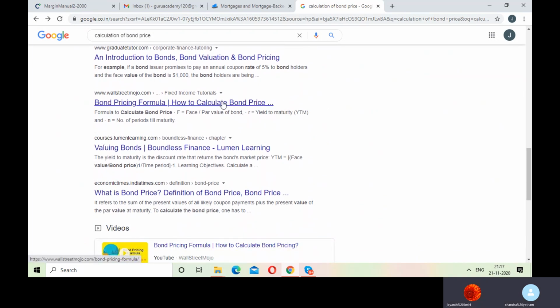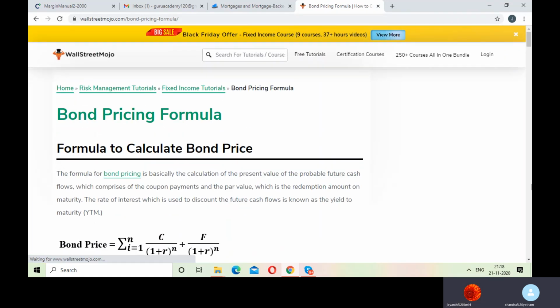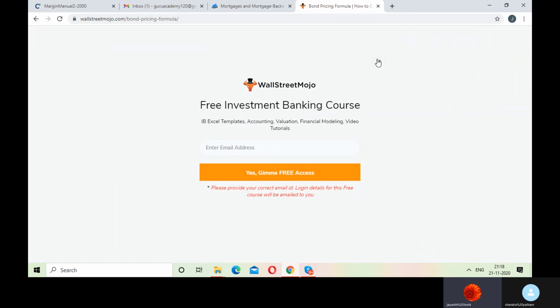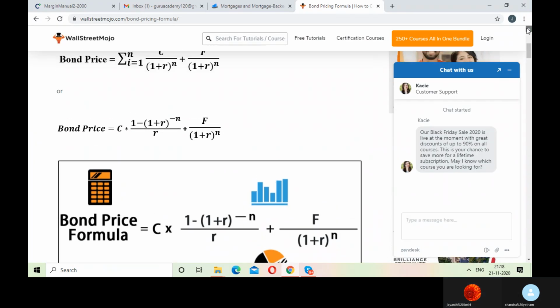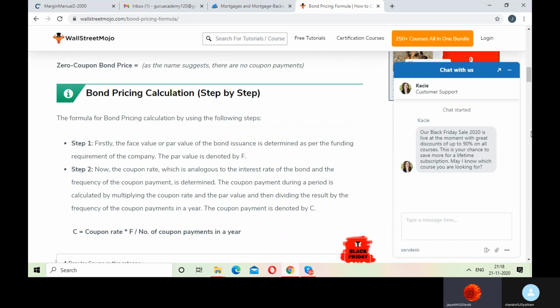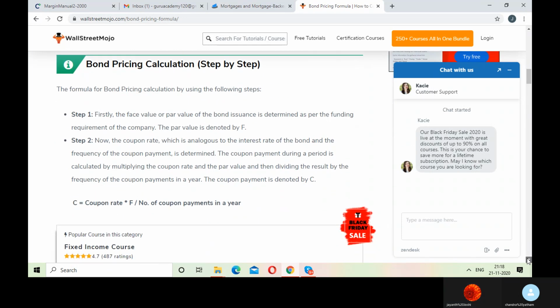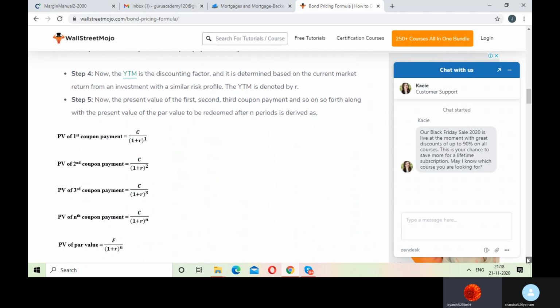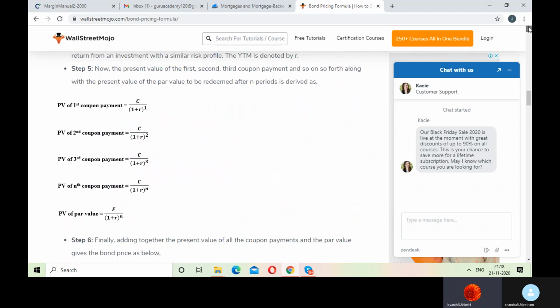Yeah, I'm showing you. So this is the way you will be finding out your bond price. Suppose there is a bond. We'll see a practical example. So this is what you will be doing.